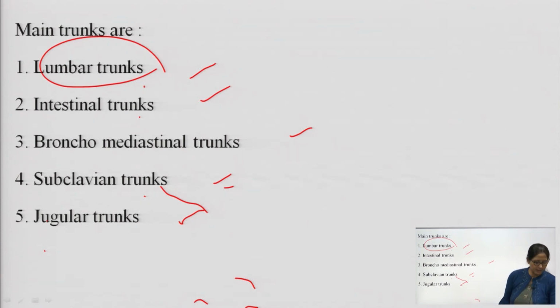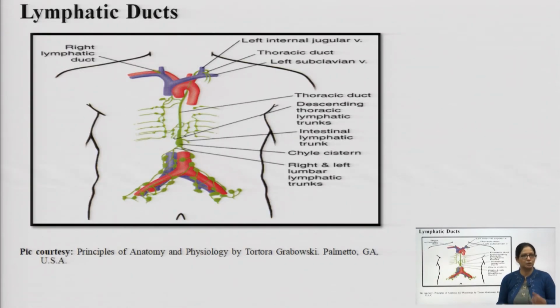These trunks ultimately connect to the thoracic duct. This thoracic duct is connected to the subclavian vein, and this subclavian vein ultimately connects to the heart for the further purification or collection of the lymph into the blood.